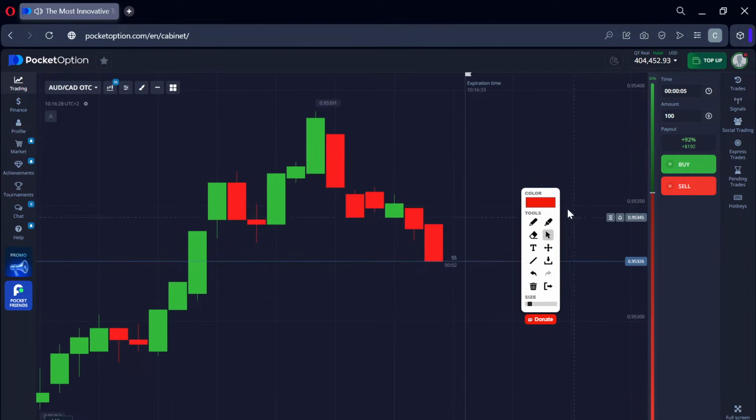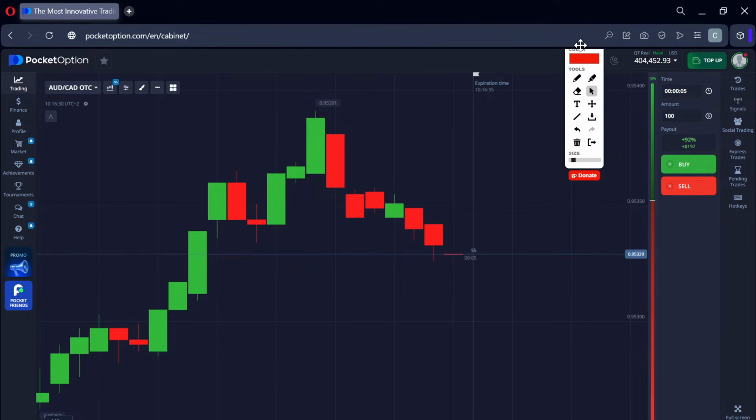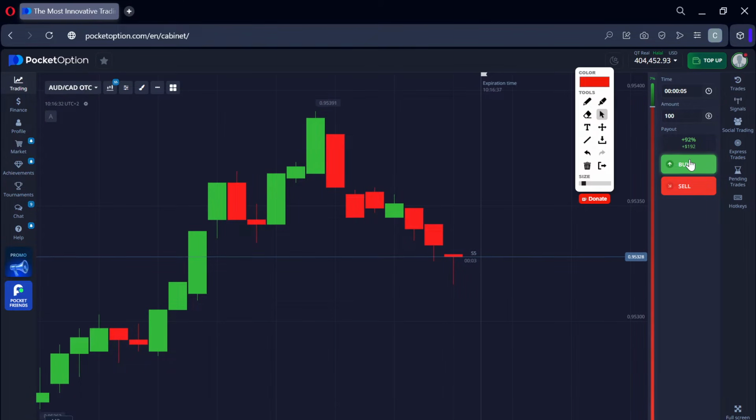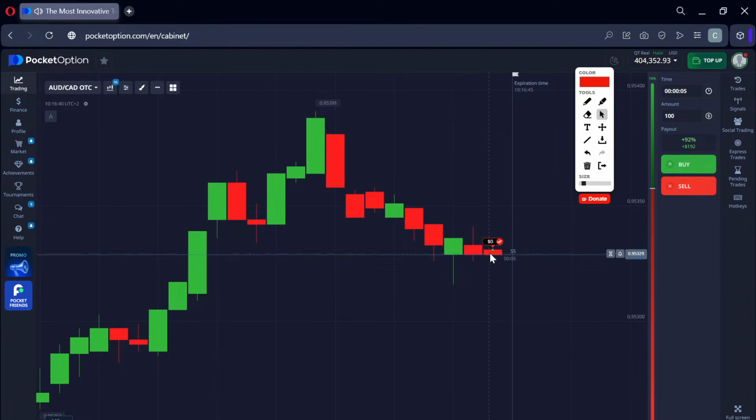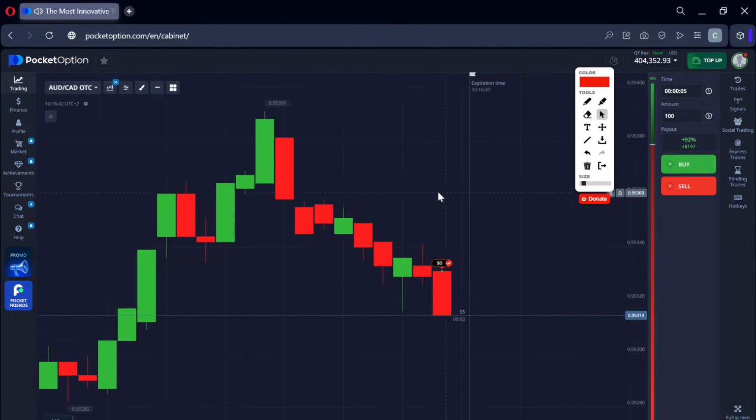Now let's get to how the trades look when you take a trade, right? So when you take a trade, we're going to take a trade at the start of this candle. You'll see as soon as you place a trade, a 5-second countdown starts. As soon as the trade ends, right? You see there, you lose money.